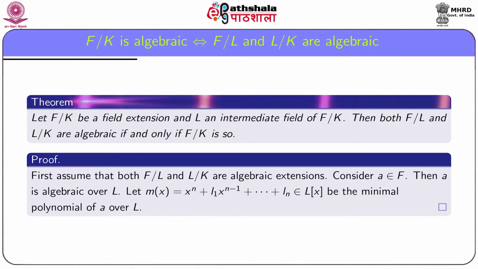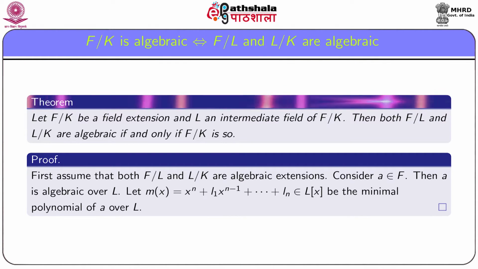So, let us now state the result. Let F over K be a field extension and L an intermediate field of F over K. Then both F over L and L over K are algebraic if and only if F over K is so. First, assume that both F over L and L over K are algebraic extensions. We show that the extension F over K is an algebraic extension.